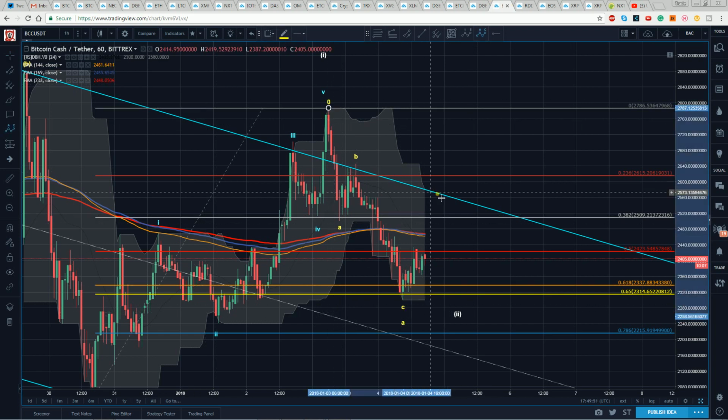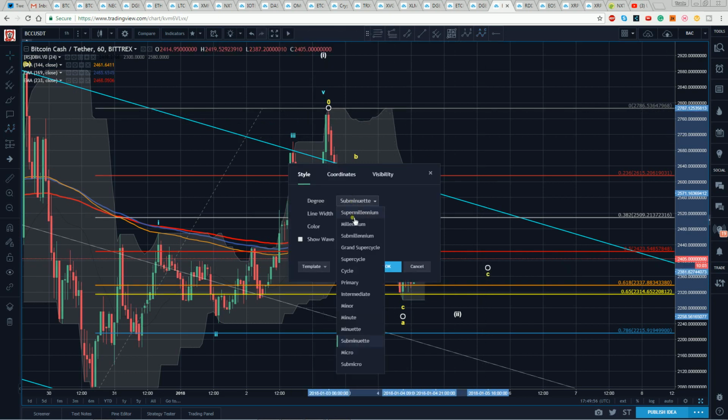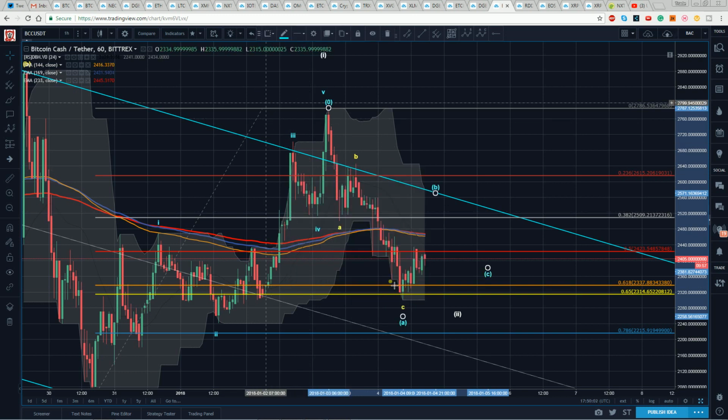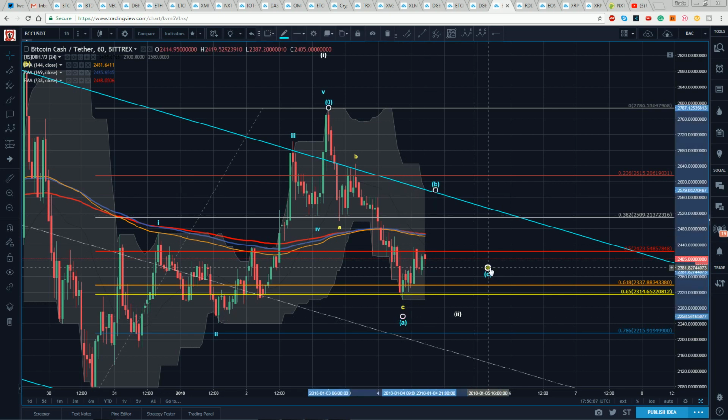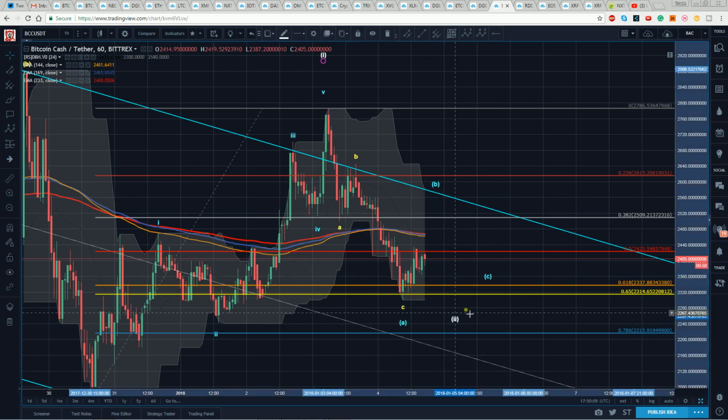We could see something like this. So let me again raise the degree so it makes sense. Okay, and I'll put that in a different color. So we could potentially have just the A wave in. Now we're going to go in and put up the B before we come back down for a C and finish the 2. No way to know. So the only way to know is based on the price action coming out of this pivot.